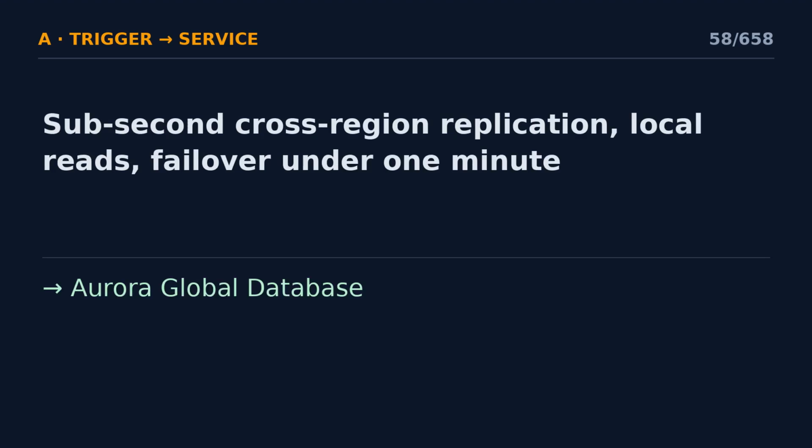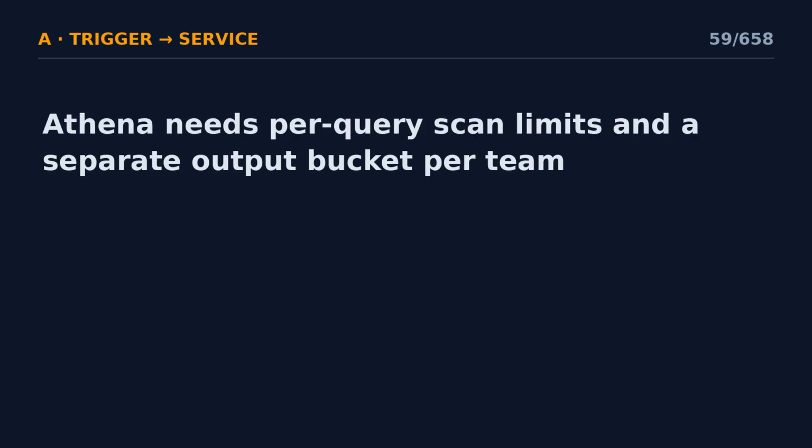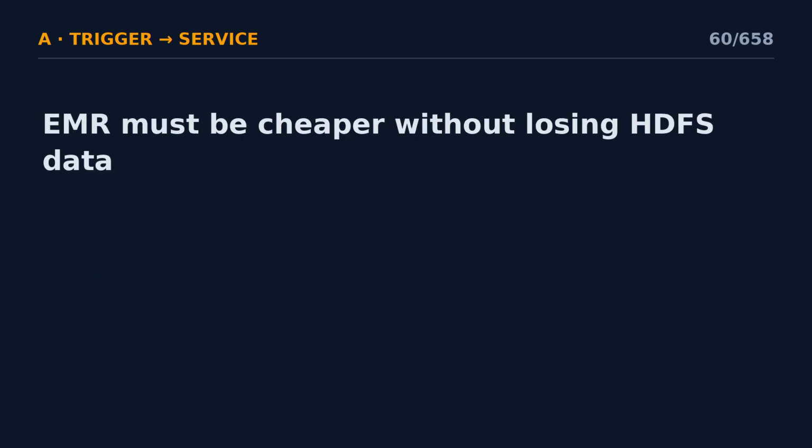Answer: Aurora Global Database. Athena needs per-query scan limits and a separate output bucket per team. Answer: Athena workgroups. EMR must be cheaper without losing HDFS data.